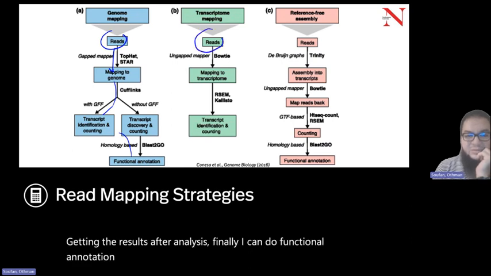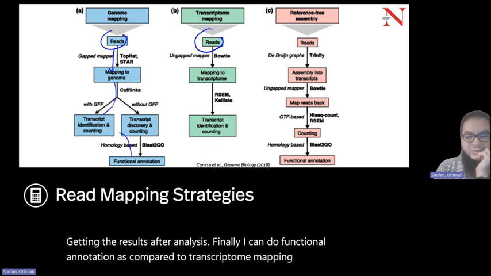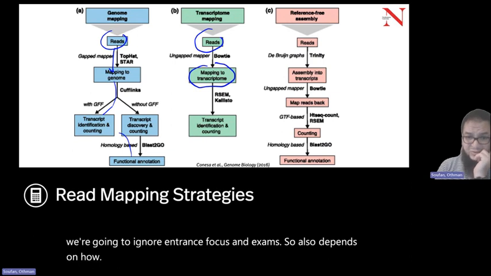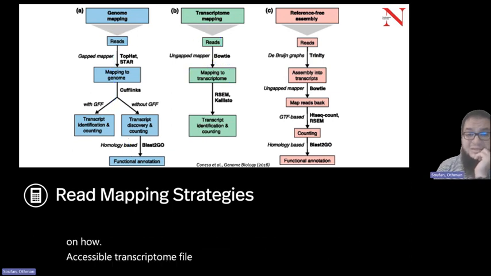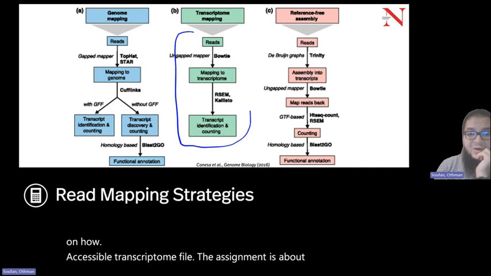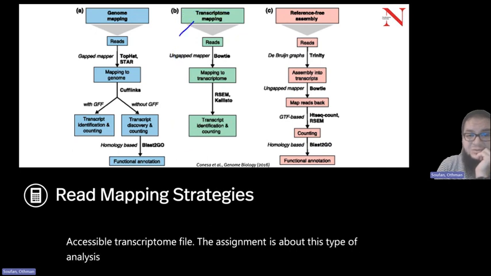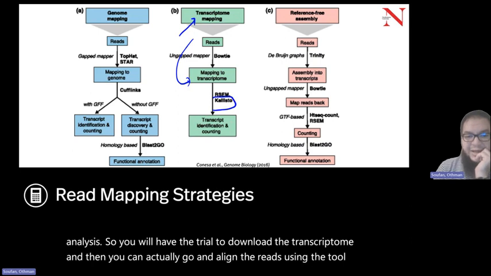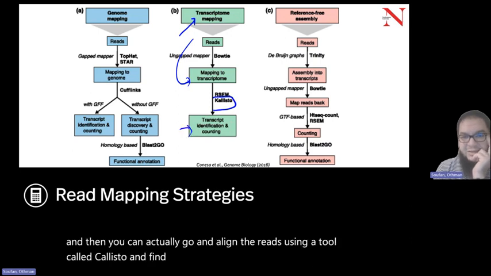As compared to transcriptome mapping, where here we're going to ignore introns and focus on exons, so it also depends on an accessible transcriptome file. The assignment is about this type of analysis. You will have to download the transcriptome, and then you can go and align the reads using a tool called Kallisto and find the counts at the end.